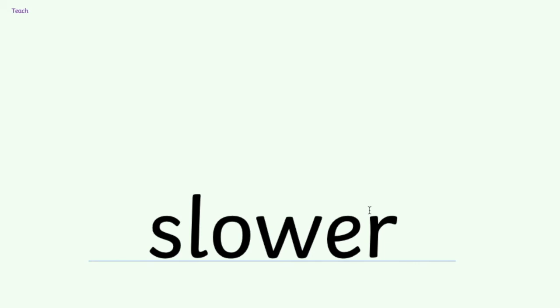Sometimes we say it slightly longer, sometimes we say it slightly shorter. So you could say it as slower or slower. Either of those two pronunciations is absolutely fine. Notice as well that we've got this OW spelling in here, making the O sound. That's one we've looked at recently. Okay, let's have a go at the next one.